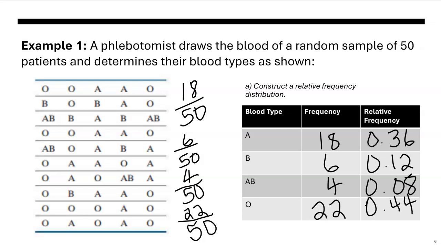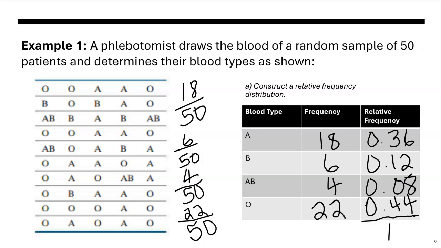Now, one way you could check your relative frequency, to make sure you have them all, is that those should add up to 1. All right, so when you add 0.36 and 0.12, you get 0.48. And then when you add 0.08, you get 0.56, and 0.56 plus 0.44, you get 1. So those should total up to 1. So this will be your relative frequency distribution.